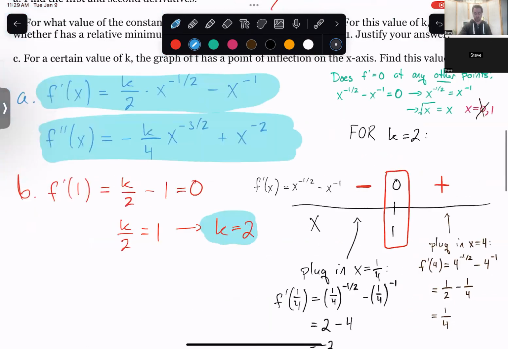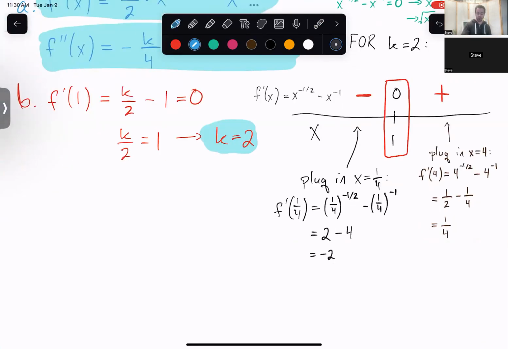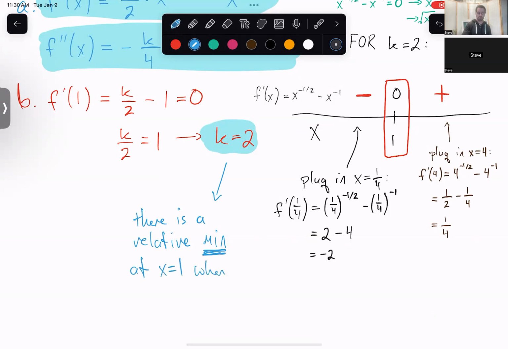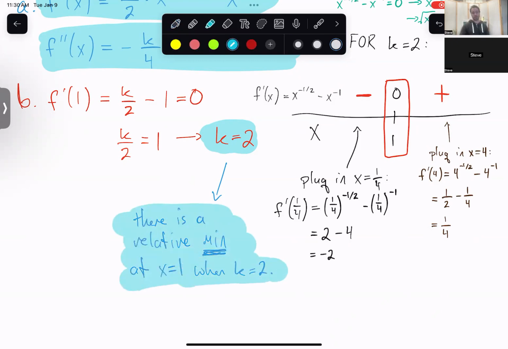So at k equals 2, there is a relative minimum at x equals 1 when k equals 2. And this is the next part of that answer.